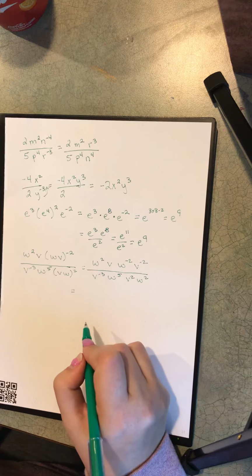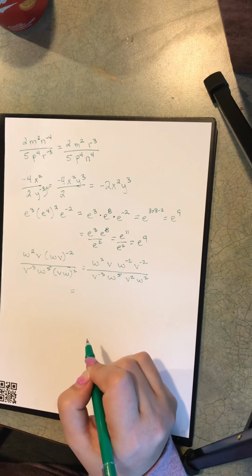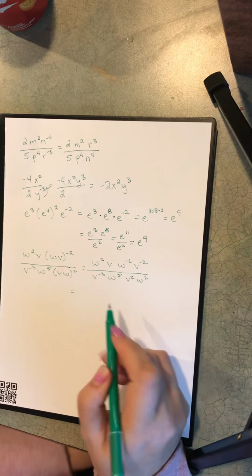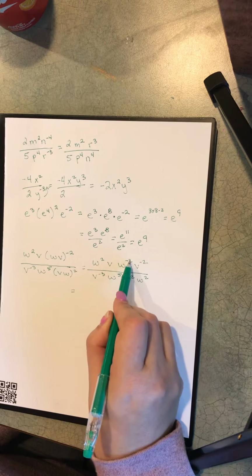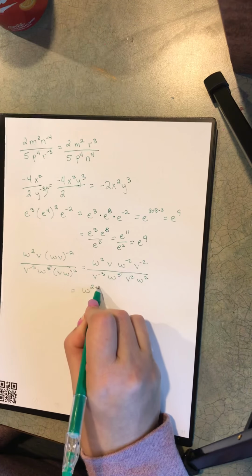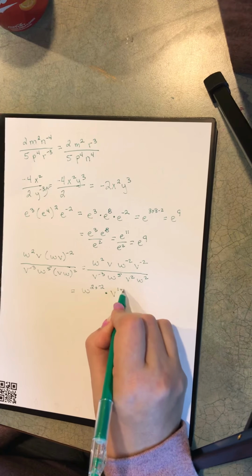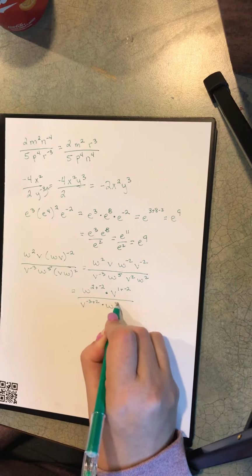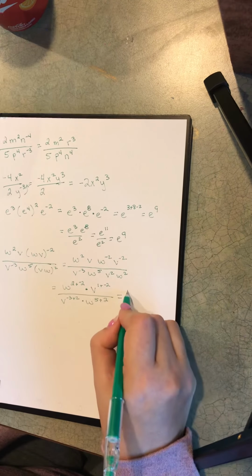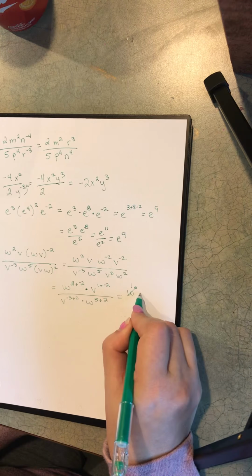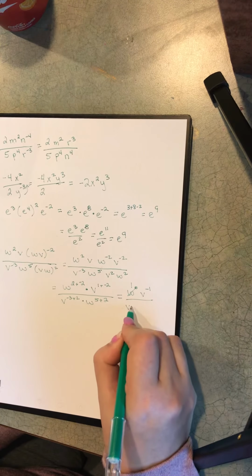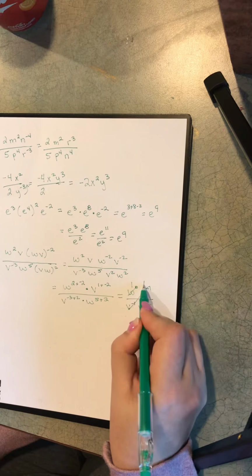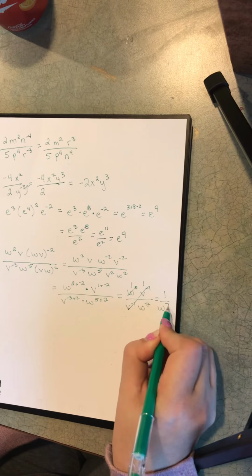So then we have, let's see. I think I'm going to simplify the top and simplify the bottom and then worry about this. So here I have w to the positive 2 and w to the negative 2. So w to the 2 plus negative 2 times v to the 1 plus negative 2 over v to the negative 3 plus 2 times w to the 5 plus 2, which is going to get me w to the 0, which we know is just 1, v to the negative 1 over v to the negative 1, w to the 7. Anything divided by its exact same self is just 1, so this ends up being 1 divided by w to the 7th power.